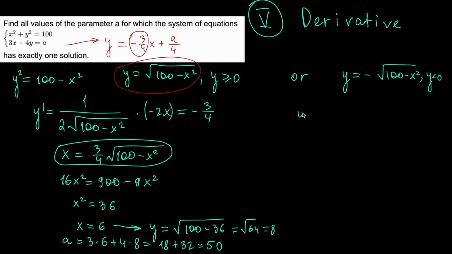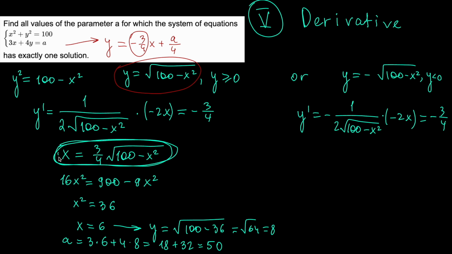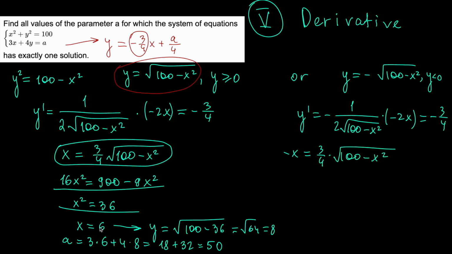Here we're going to have almost the same derivative, except there's going to be a minus over here. So we're going to have minus 1 over 2 square root of 100 minus x squared times minus 2x should be equal to minus 3/4. So we're going to have almost exactly this equation, except for the sign of x. So it's going to be minus x equals 3/4 times square root of 100 minus x squared. So we're going to have exactly the same solution because we just square both sides of this equation.